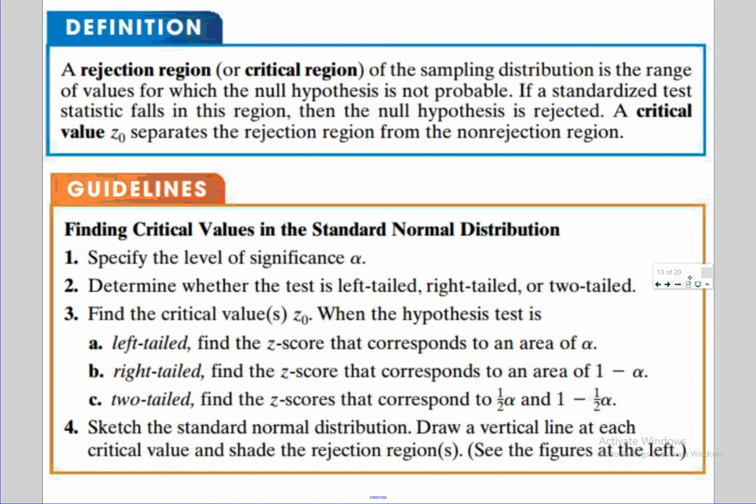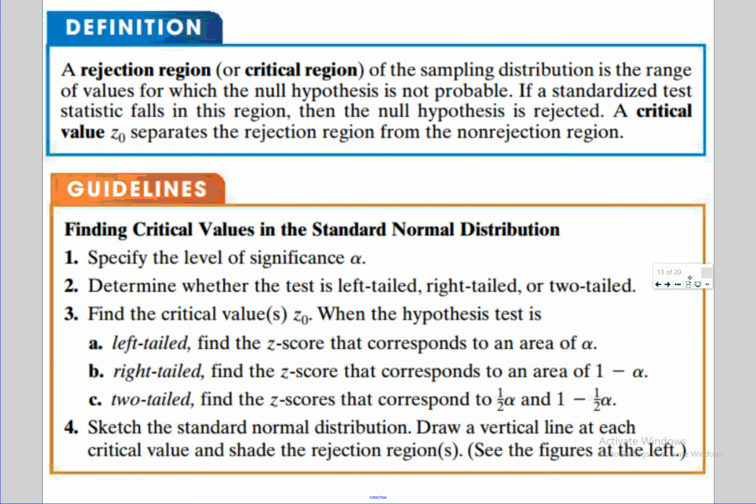Okay, so a rejection region is that shaded region on the normal curve. If it's the left tail, it's on the left side. If it's a right tail test, it's on the right side. If it's a two-tail test, it's on both sides. We use a rejection region to determine if we reject the null hypothesis or do not reject the null hypothesis.